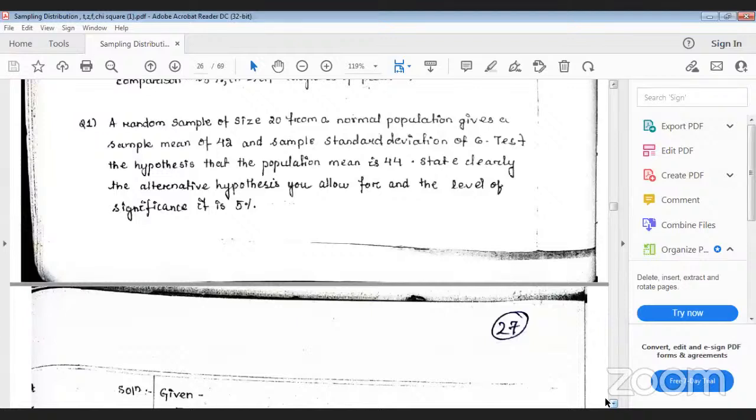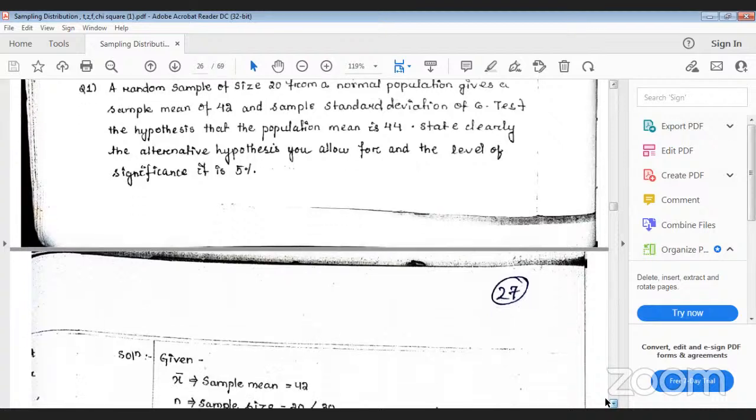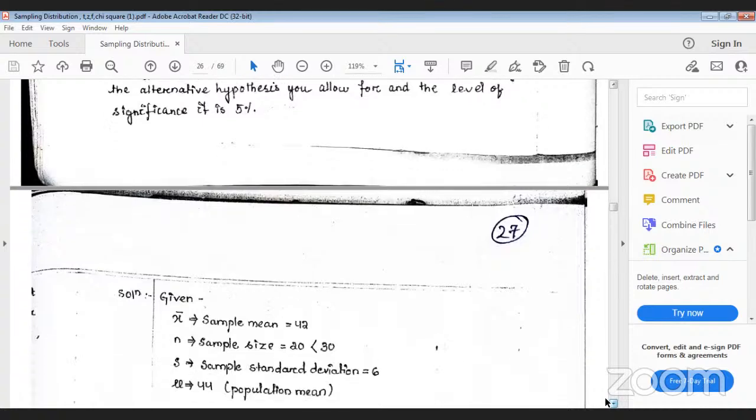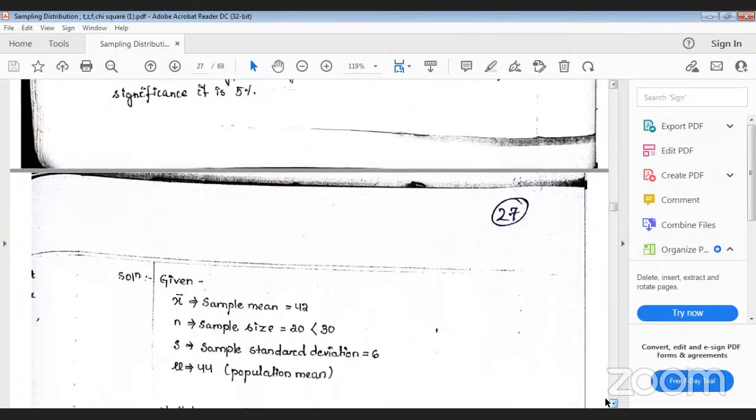So what sample size is given? 20. It may be 200, it may be 1000, like that. Here it is 20, which means less than 30, and the single sample mean is given as 42, single sample standard deviation is given as 6, and population mean is given as 44. So directly the t-test you can apply. First you have to write the given information.